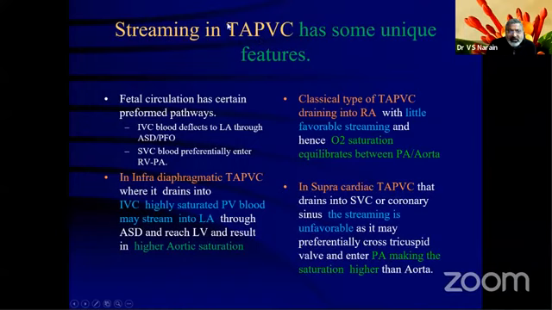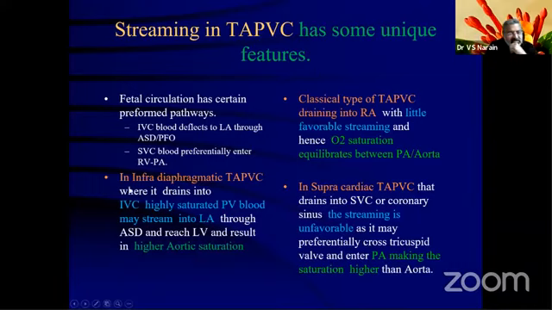Now, a question often asked in the examination by some of the examiners is, what about TAPVC? What is unique as far as streaming is concerned in TAPVC? Now you have three types of TAPVCs. One which is below the diaphragm, that is infradiaphragmatic. One which is above the diaphragm, that is supracardiac. And then you have a classical TAPVC which drains into the right atrium.